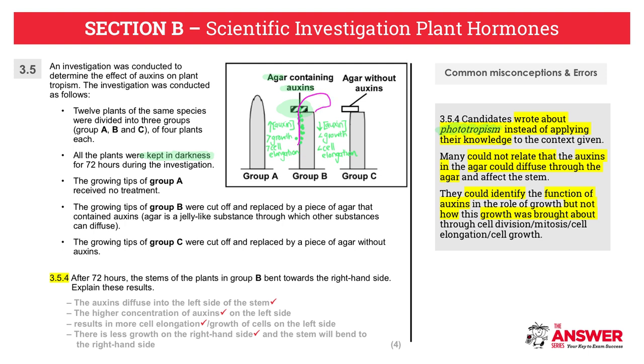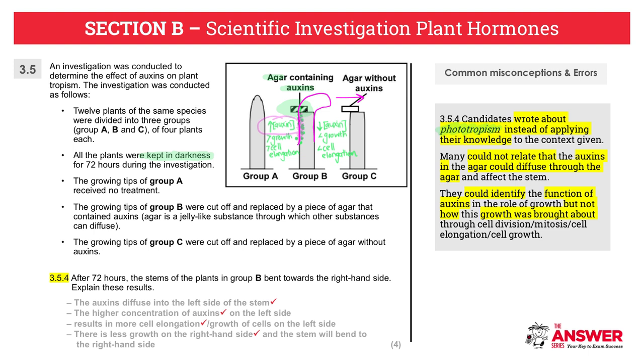The stem will grow towards the right-hand side, and that's why even in darkness, this particular stem responded as if it were exposed to light. But it wasn't. It's just about where the auxin concentration was highest based on how the agar was placed on top of the stem that was removed.